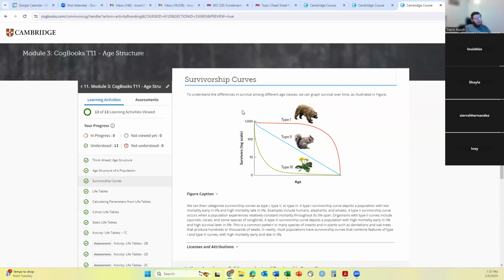Are there any questions about the different survivorship type curves? Okay.